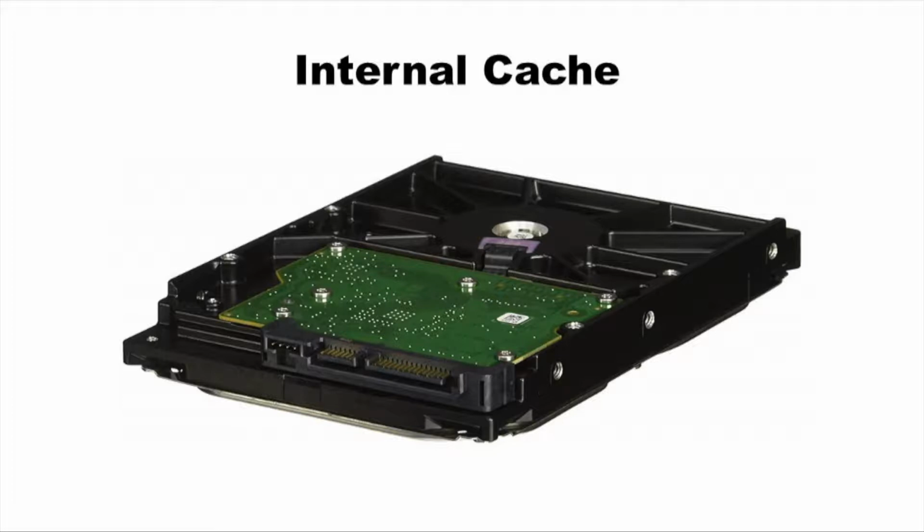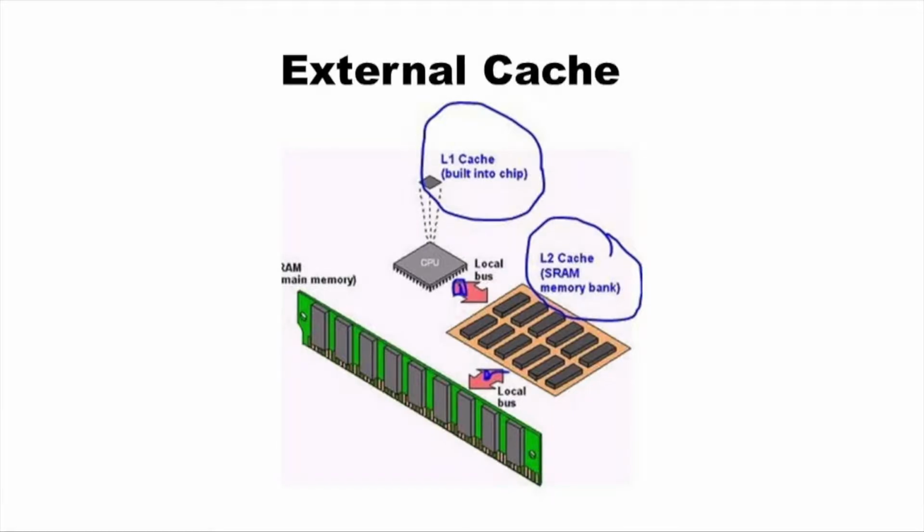Cache memory is an extremely fast memory type that acts as a buffer between RAM and CPU. It contains frequently used data and instructions so that they are immediately available to the CPU whenever needed. Cache memory is generally present in two places, namely inside the processor, which is called internal cache, and on the motherboard, which is called external cache. What is internal cache? It is also known as primary cache and is located inside the CPU. Next, what is external cache? It is also known as secondary cache and it is located on the motherboard outside the CPU.